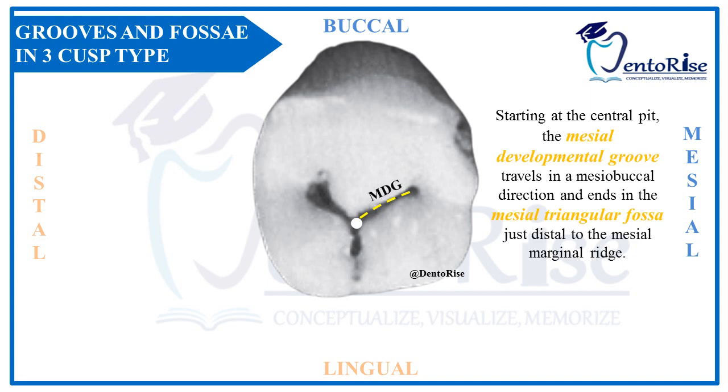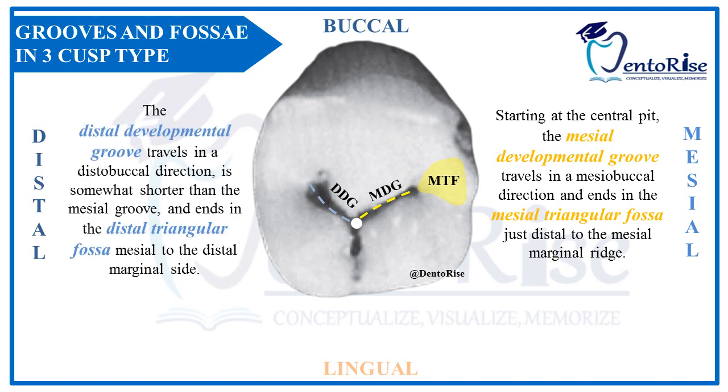This mesial developmental groove ends up in the mesial triangular fossa marked in the figure with yellow. This mesial triangular fossa is present distal to the mesial marginal ridge, very well evident in the figure. Again, starting from the central pit and then moving in the distobuccal direction, the groove is called as the distal developmental groove marked in the figure in blue. This distal developmental groove then ends up in the distal triangular fossa marked in the figure in blue. This distal triangular fossa is present mesial to the distal marginal ridge.